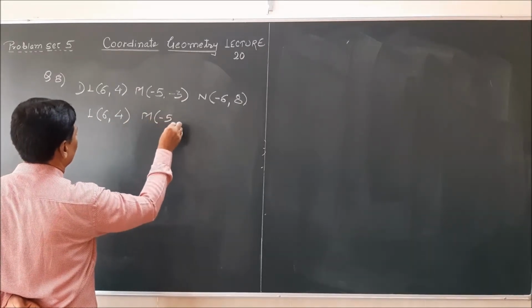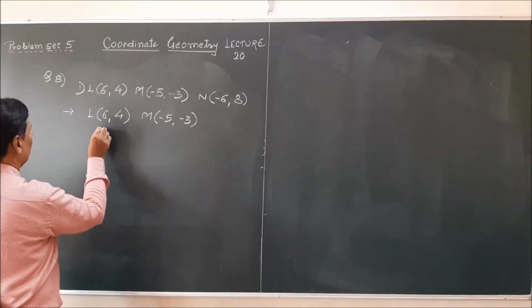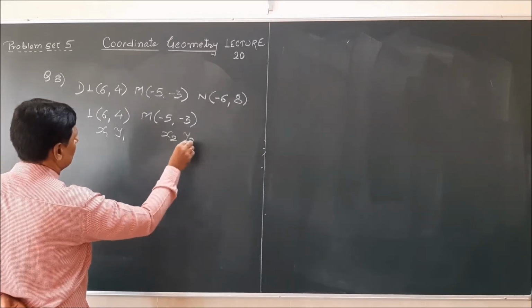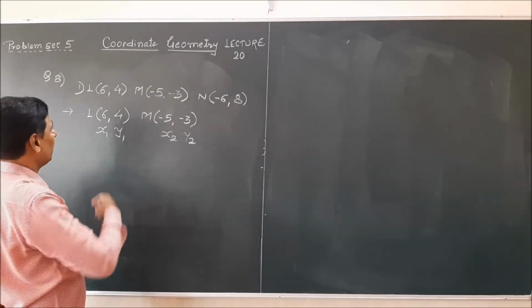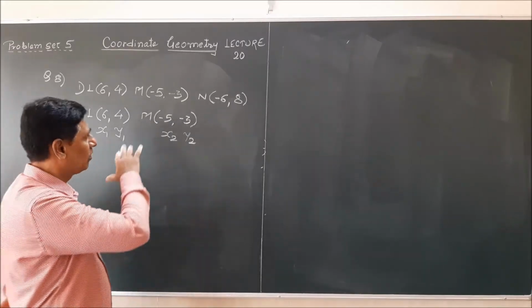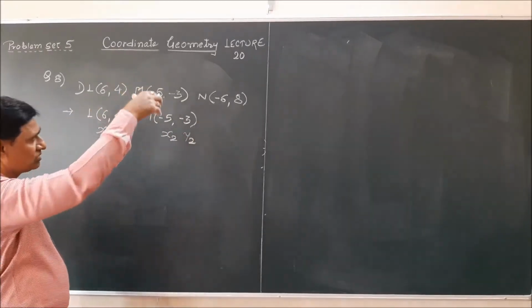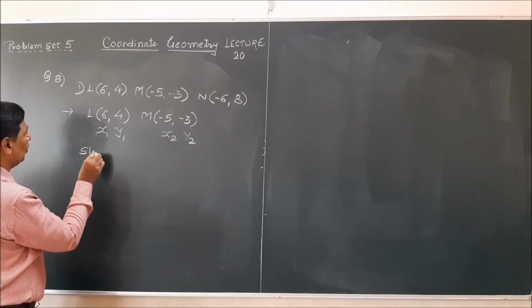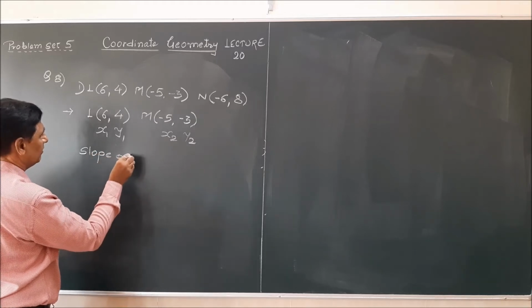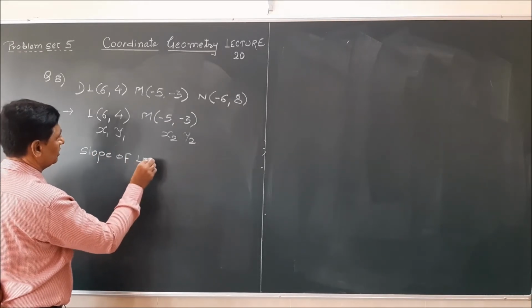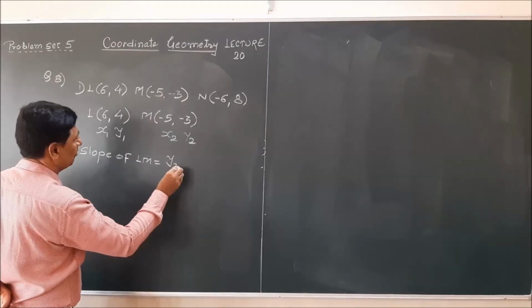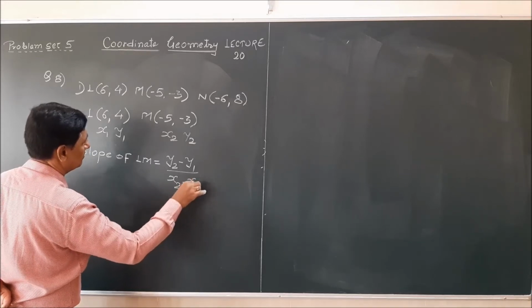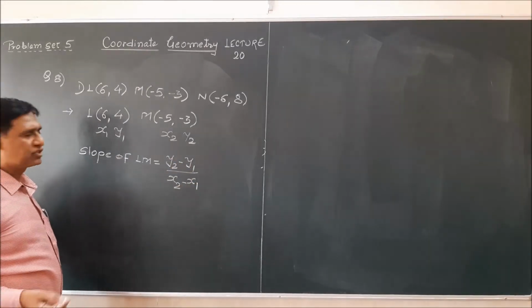M (-5, -3). So x1, y1, x2, y2. What we have decided is to find out slope of LM, slope of MN, as well as slope of LN. So slope of LM is equal to y2 minus y1 upon x2 minus x1.